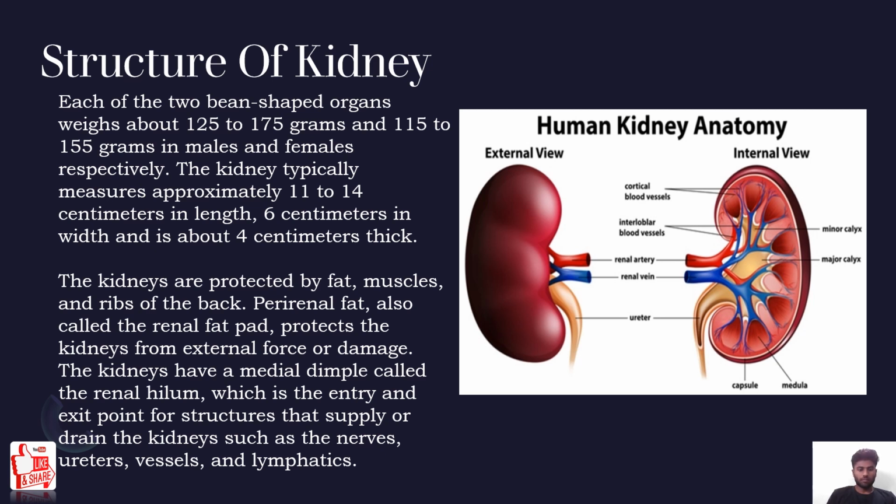The kidneys are protected by fat, muscles, and the ribs at the back. The perirenal fat is called the renal fat, which protects the kidney from external force or damage. The kidney has a medial dimple called the renal hilum, which is the entry and exit point for the structures that supply or drain the kidney, such as the nerves, ureters, vessels, and lymphatics.